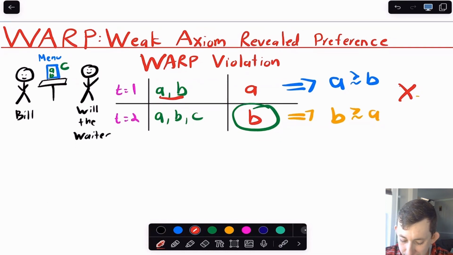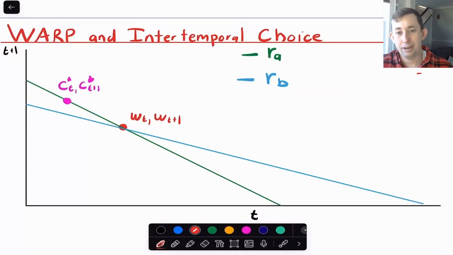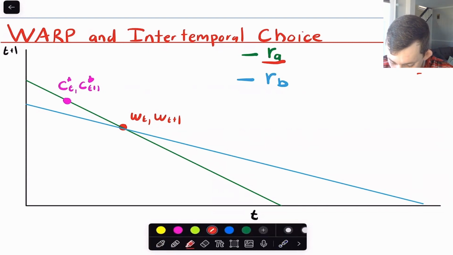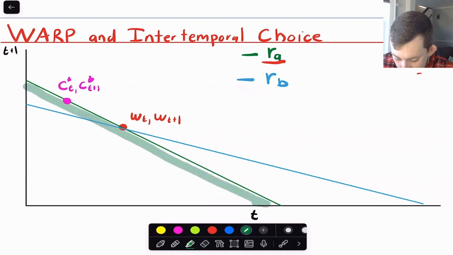Now, how does this apply to intertemporal choice? This is going to apply because suppose that you have 2 different interest rates, and suppose that you first start with interest rate A. And so when you have interest rate A, this is your preferred bundle. You prefer this C_t star, C_t+1 star. I don't know what it is, but this is what you prefer. Now notice that the options you had available to you were basically all the options under this budget constraint or on it.